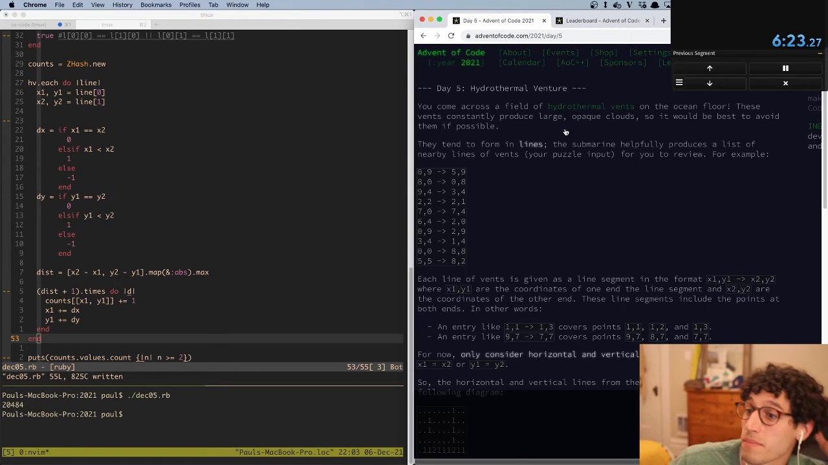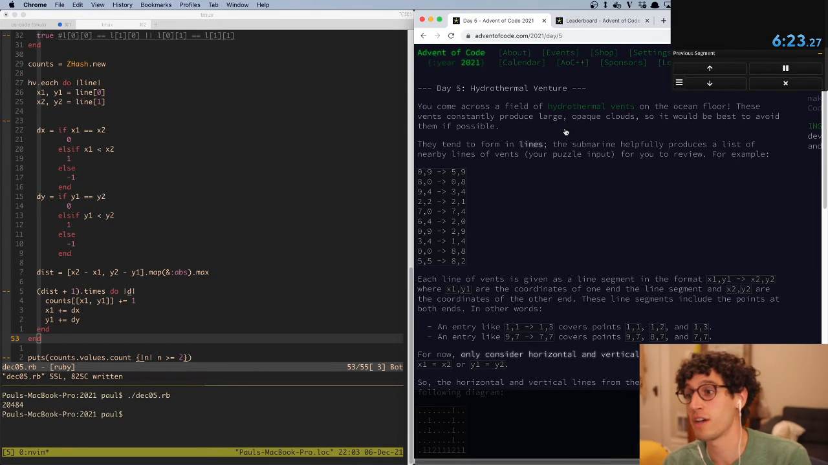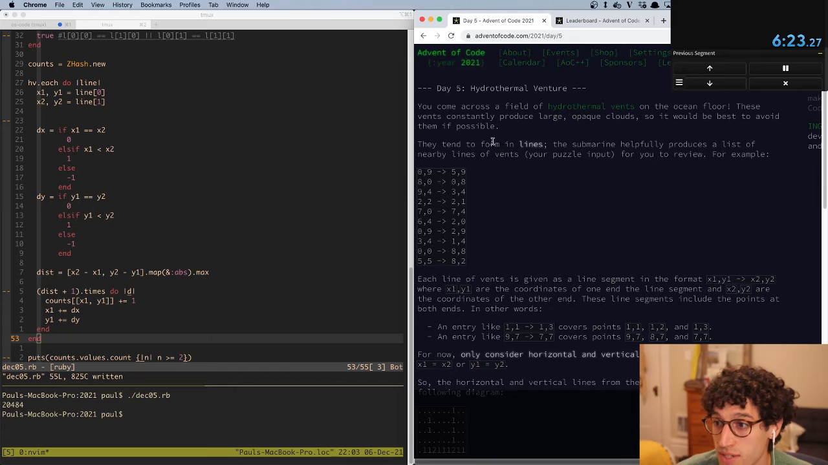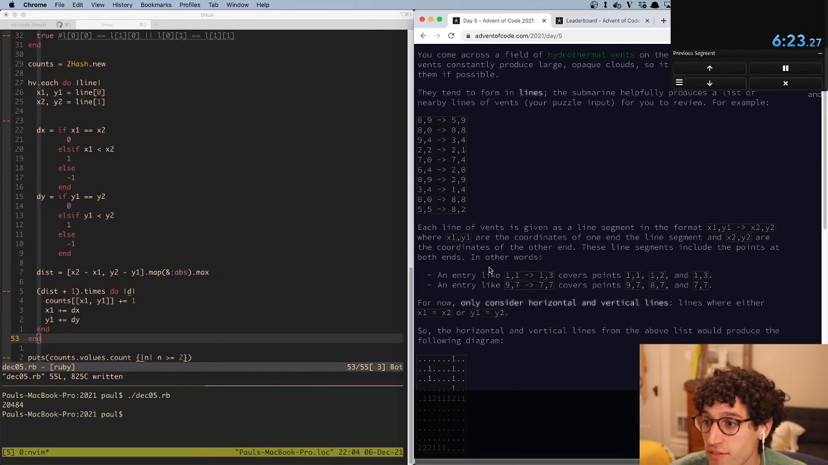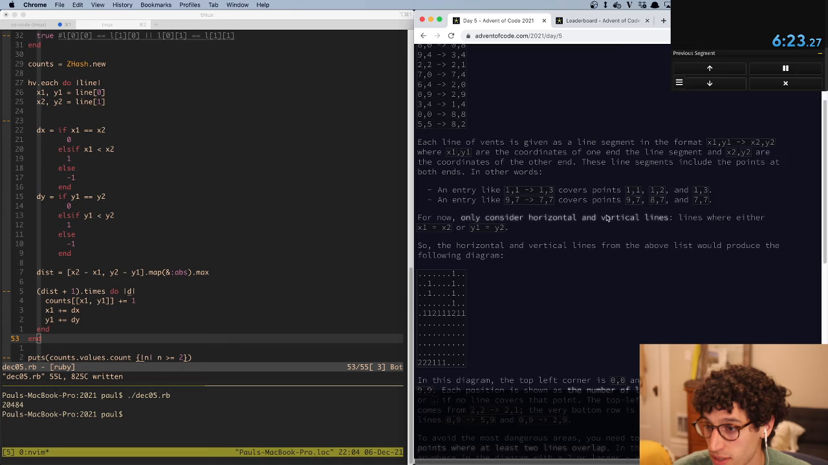All right, day 5, Hydrothermal Venture. You come across a field of hydrothermal vents on the ocean floor. These vents constantly produce large, opaque clouds, so it would be best to avoid them if possible. They tend to form in lines. The submarine helpfully produces a list of nearby lines of vents, your puzzle input, for you to review. For example, blah. Each line of vents is given as a line segment in the format x1, y1 to x2, y2, where they're the coordinates of one of the two ends.